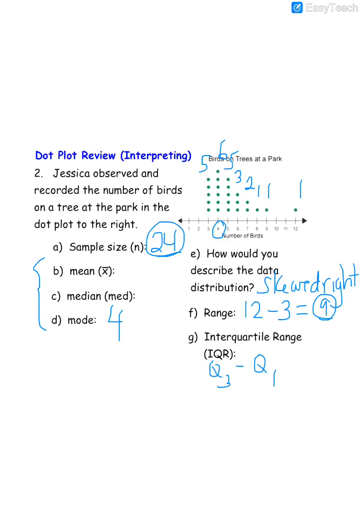Now you're going to hit the stat button. You're going to go to the right and hit calc, and you're going to hit 1 for variable statistics, and you're going to hit enter a whole bunch of times. And my n says 24, so I know that. My mean, my x bar, says 5.7083 repeating. That is my mean.